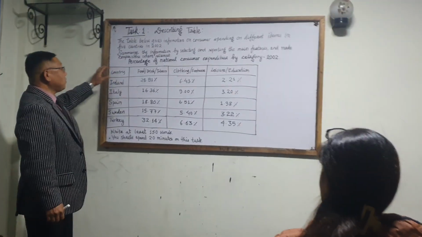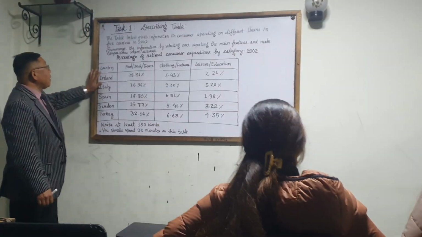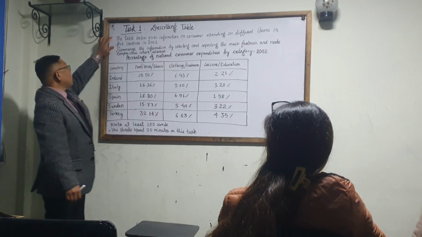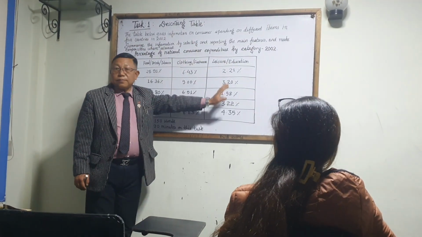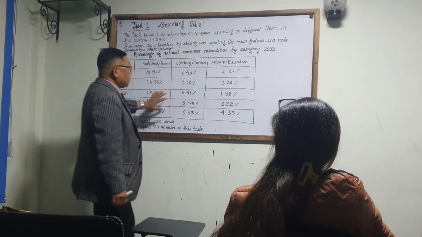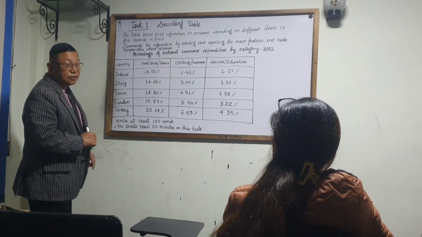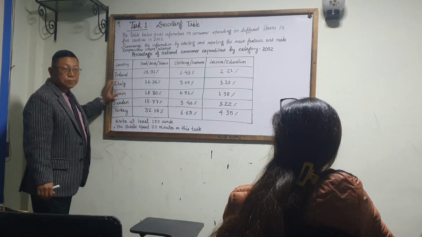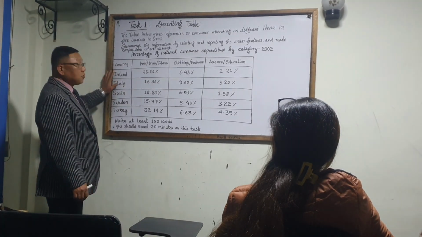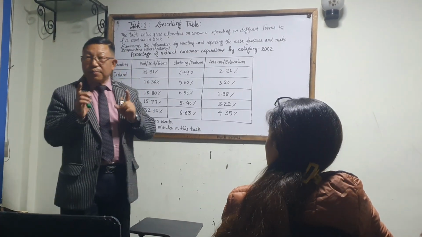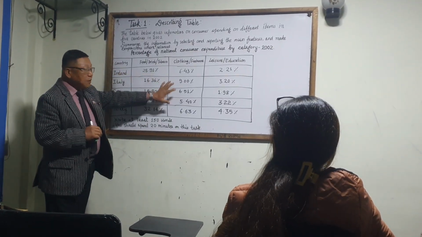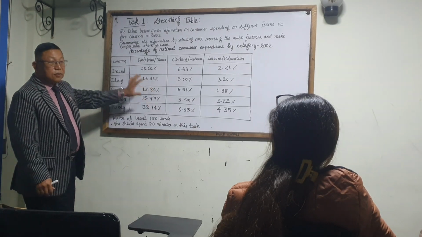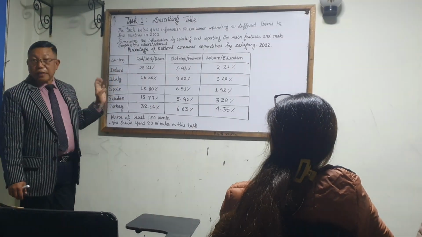Today I'm going to teach you the IELTS writing section. Task one will ask you to describe a table, and this type of question may be asked in the real test. This question was also asked in previous years. So how do you describe table types of questions? The data are plotted here, and your duty is to describe it.